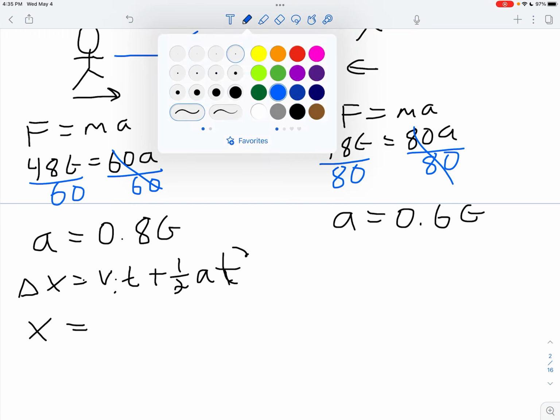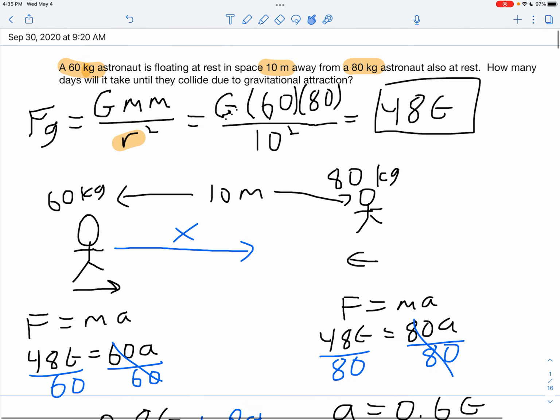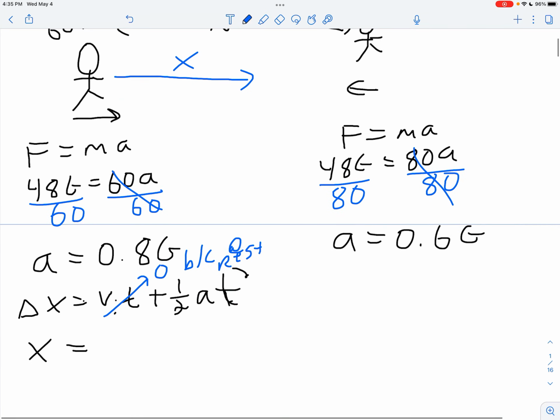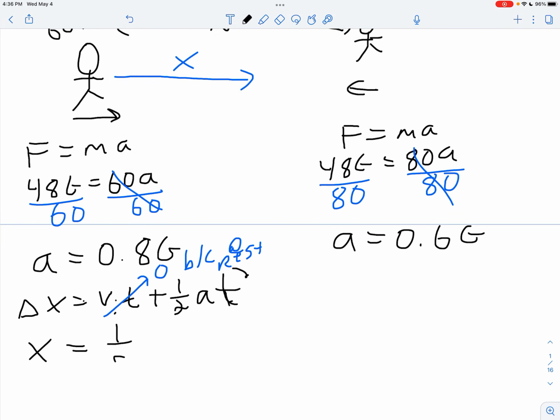Vi is going to be 0. And this is because it starts at rest. And I know that if I come up here, I can see starts at rest. Okay. So then I'm left with 1/2 of A. A is right here, 0.8 G.